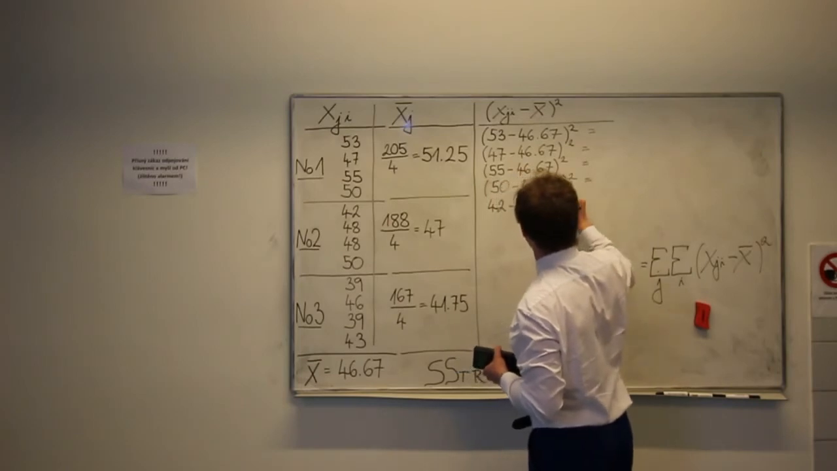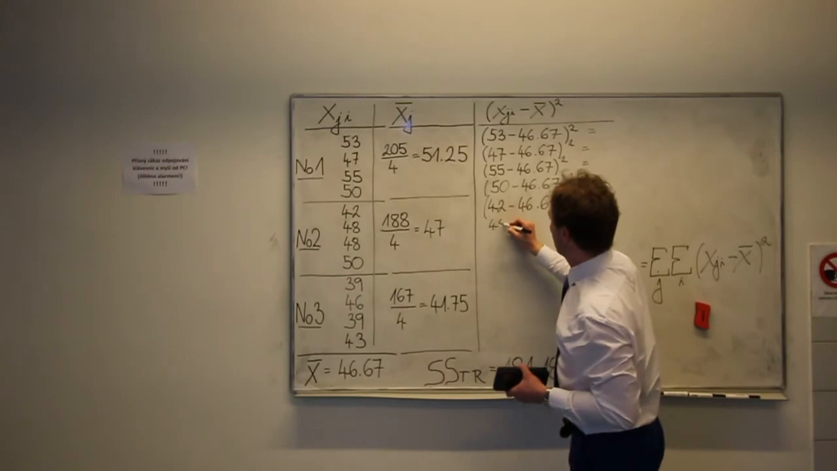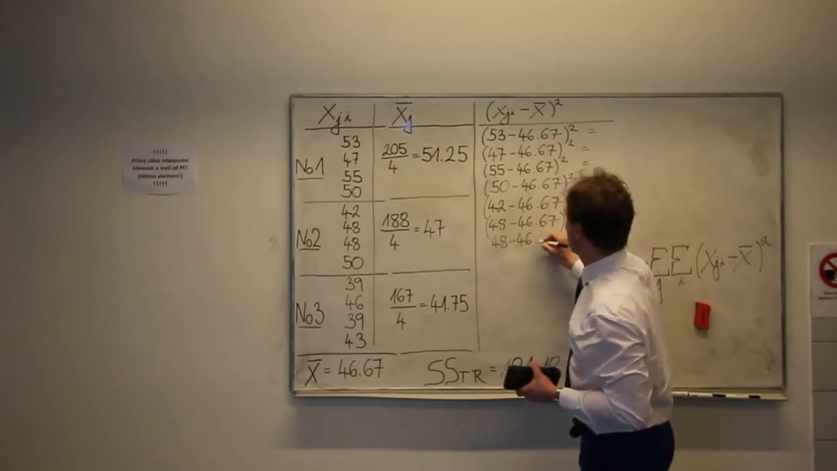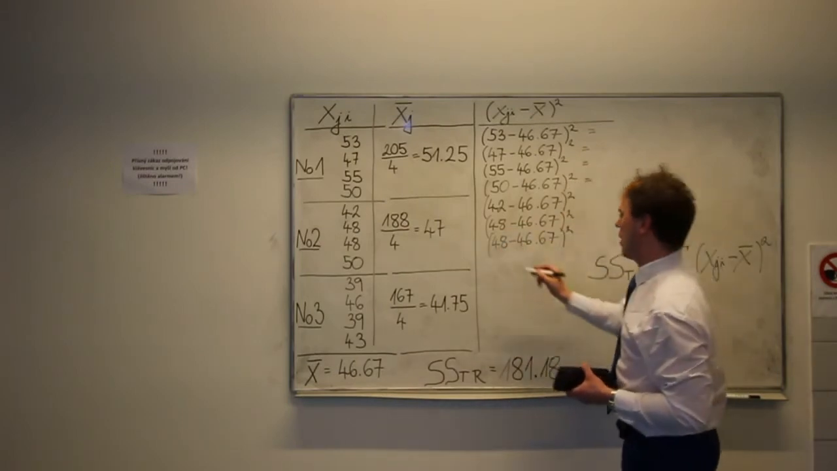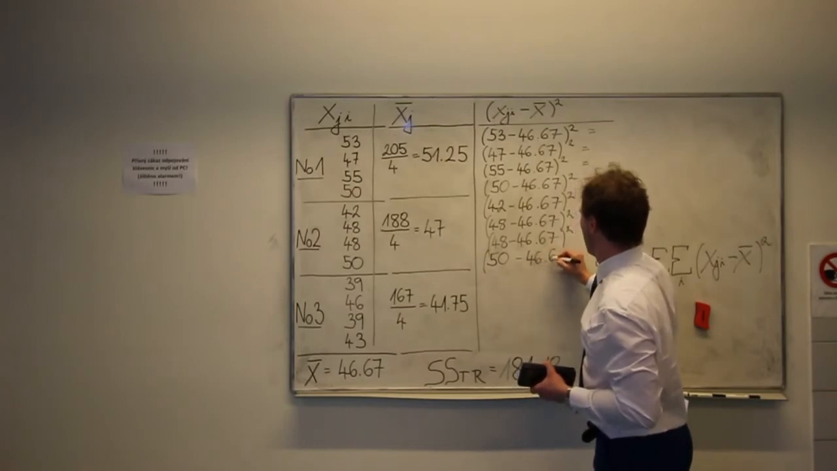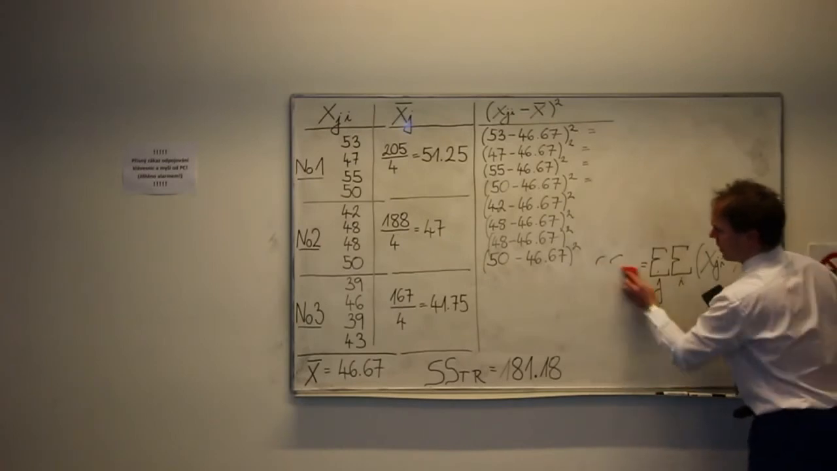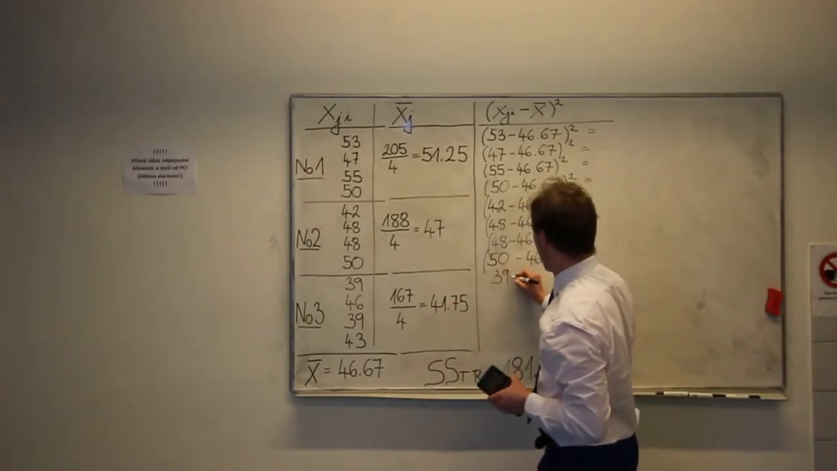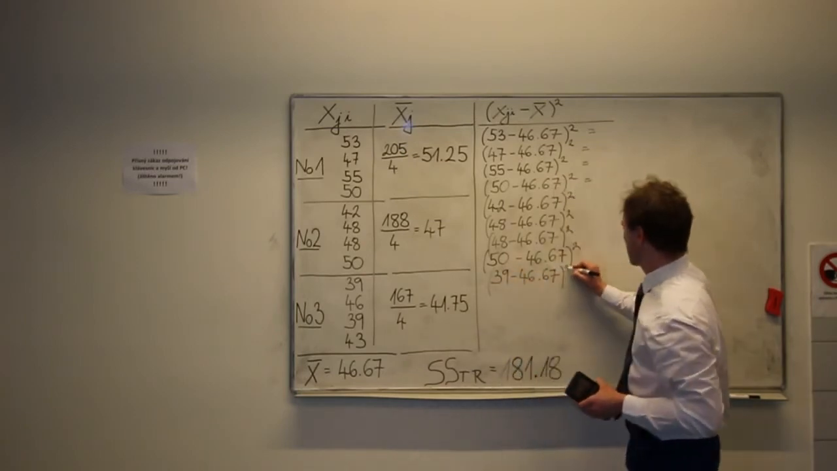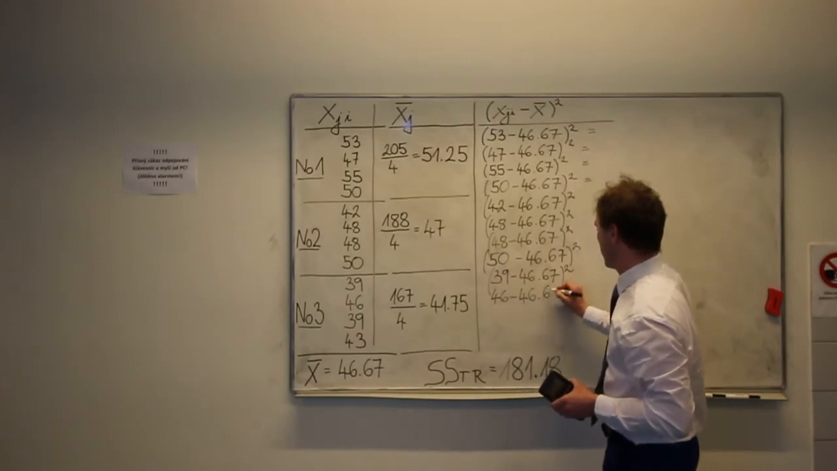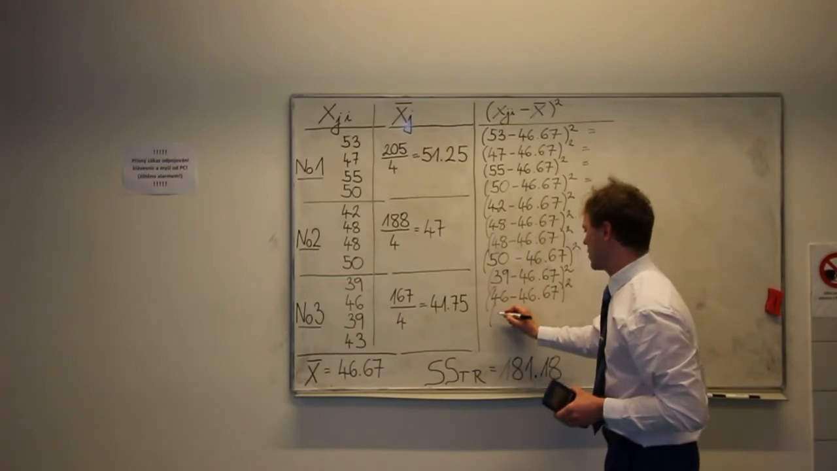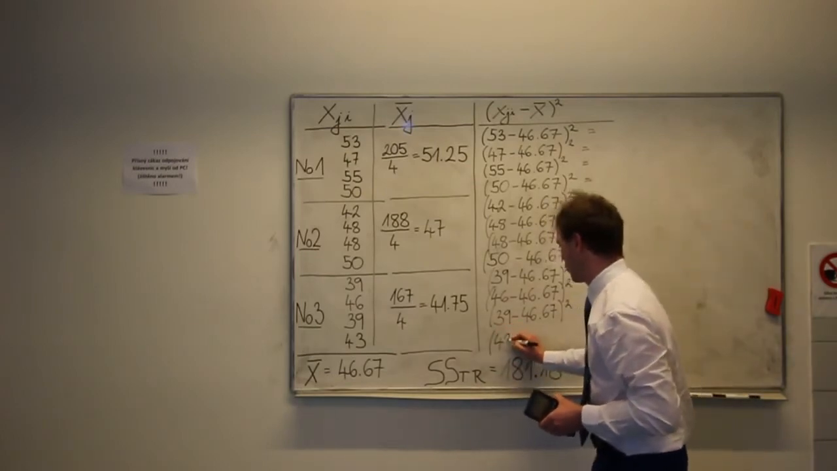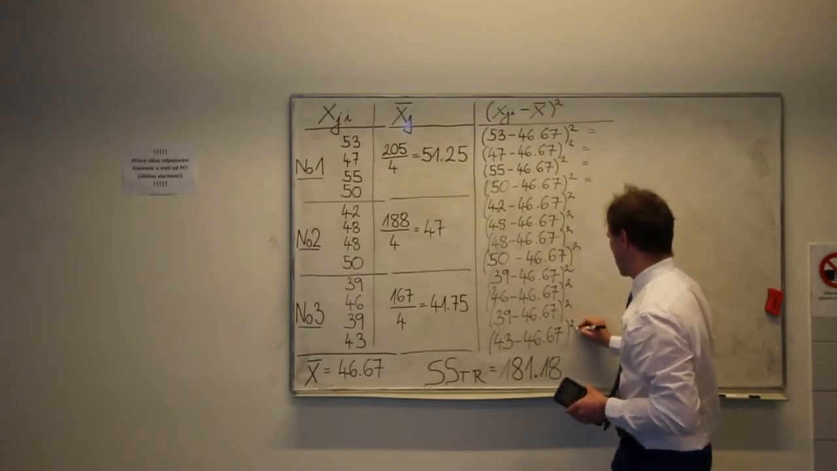42 minus 46.67 squared, 48 minus 46.67 squared, again 48 minus 46.67 squared, and finally 50 minus 46.67 squared. This will be deleted because we need a space. And the last group, there is 39 minus 46.67 squared, 46 minus 46.67 squared, 39 minus 46.67 squared, and last 43 minus 46.67 squared.